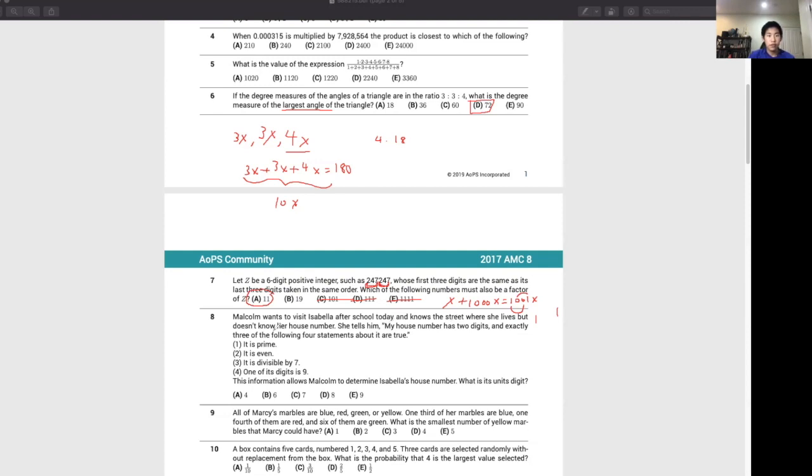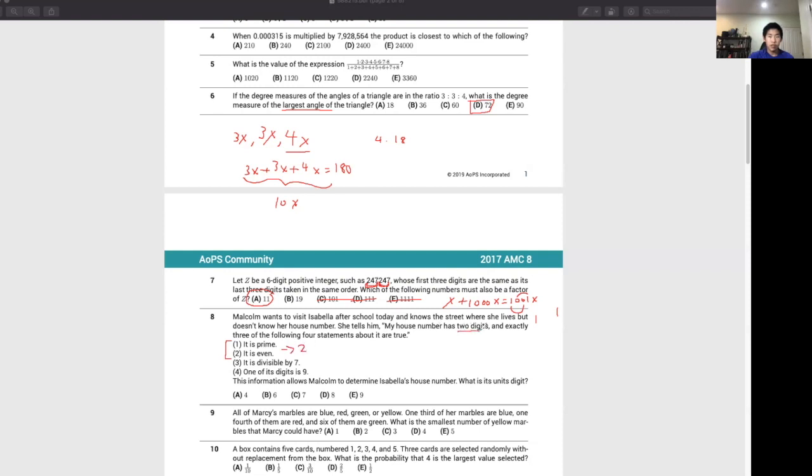So first, if we just look at these first two statements, if both of these statements were true, then there would only be one possible house number, because the only prime even number is 2.